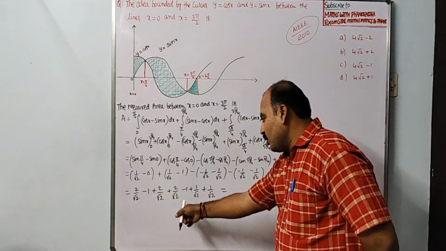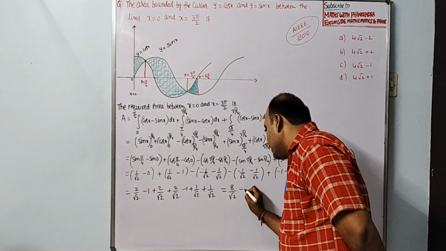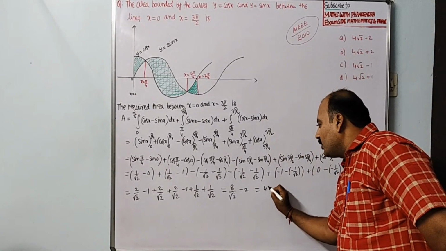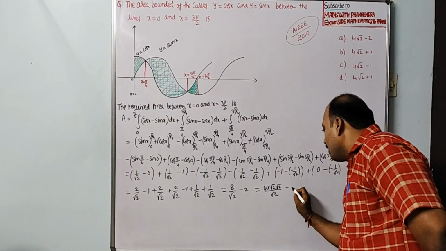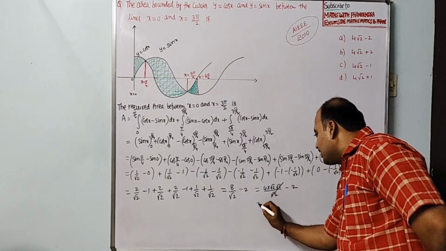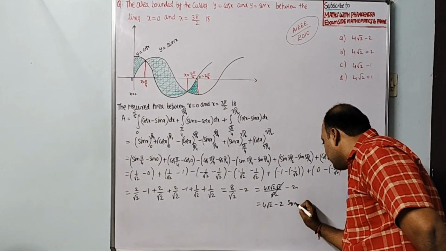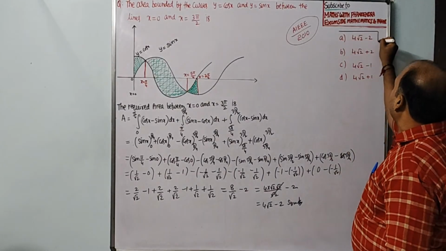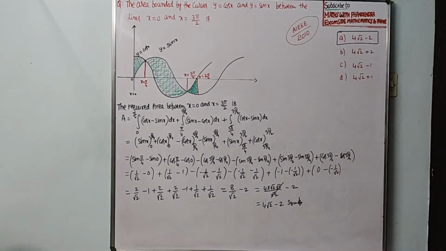So 6 by root 2 plus 8 by root 2 minus 2. So that also 4 into 2 root 2 into root 2 divided by root 2 minus 2. So root 2 gets cancelled. 4 root 2 minus 2 square units. 4 root 2 minus 2 square units. It is there in the first option, dear students. I hope everyone understands.